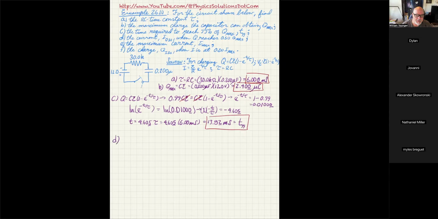Part D says they want to know the current when the charge is 50% of what it's supposed to be. So this would be more like a half-life. The time we find would actually be the equivalent of the half-life, and you're going to see how it relates to tau in a second. So in this case, they're asking for the current I sub Q50 when Q reaches 0.50 Q max. So Q equals 0.50 Q max.